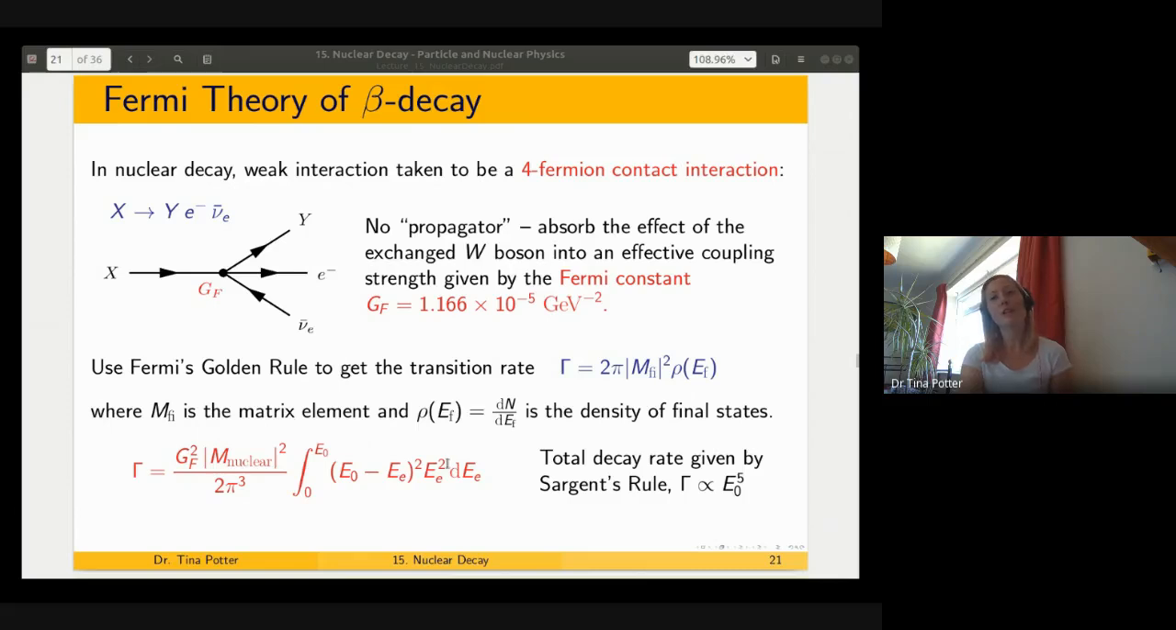If you do this integration, you'll come up with Sargent's rule. So this is the proof of Sargent's rule. When you have a look at the Fermi theory of beta decay, you're taking a look at that 1 to 3 body final state. If you have a look at the density of final states for our 3 body final state, you can come up with Sargent's rule. So the decay rate is going to be proportional to the energy released to the power of 5. So that's where that comes from.